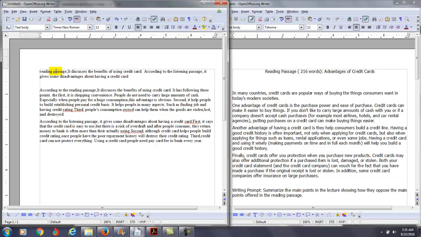You need that introduction. So the reading passage, instead of according to, just say, the reading passage discusses the benefits of using credit cards. And the listening passage, you might want to say, counter argues those claims by giving some disadvantages about having credit cards.